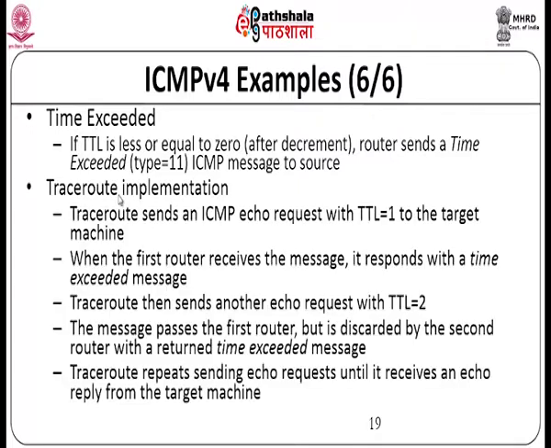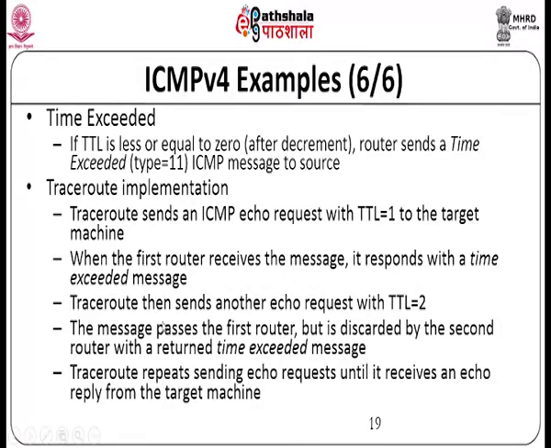Okay, so let's look at that. So what we do here is, we send an ICMP echo request message with the TTL value equal to 1. So what will happen in that case? At the very first router, when it receives the message, TTL will be decremented, will go to 0. So immediately it will respond with a time exceeded message. And when this time exceeded message is sent, I know from which router it has come. So I have got the address of that router. So I know the address of the first router.